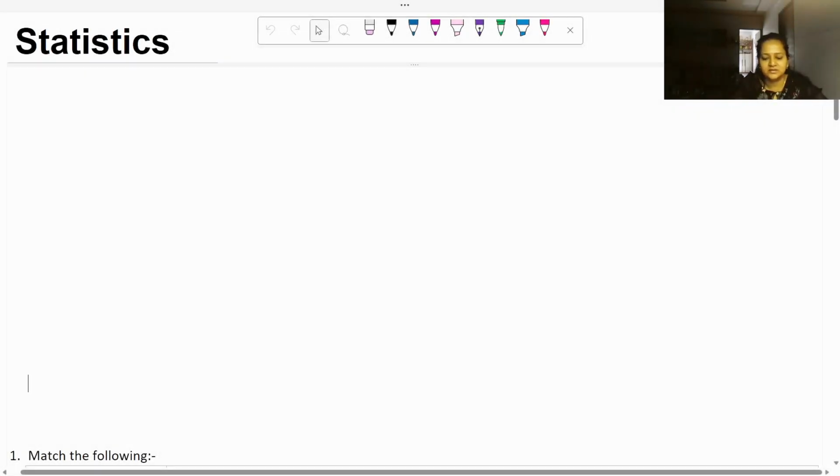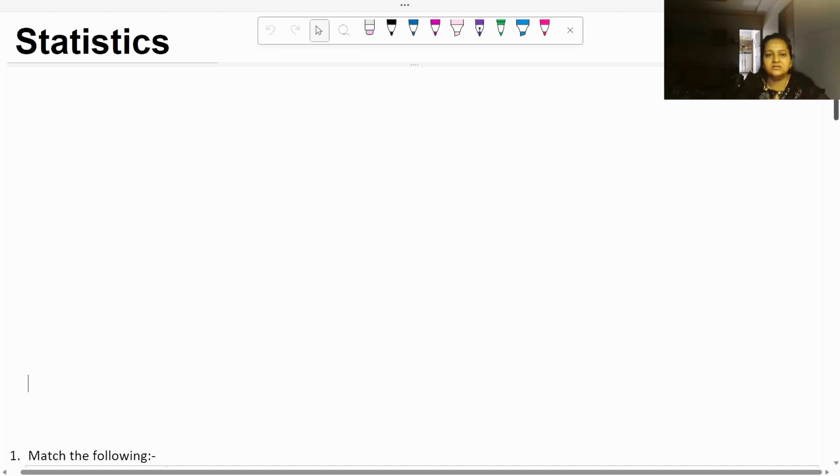Hello everyone. The topic in continuation with probability would be statistics, because the two chapters combined together carry 11 marks in board. And in today's class, we are going to quickly take a recap of the formulae of statistics, the three central tendencies that we have studied, that is mean, mode, and median.